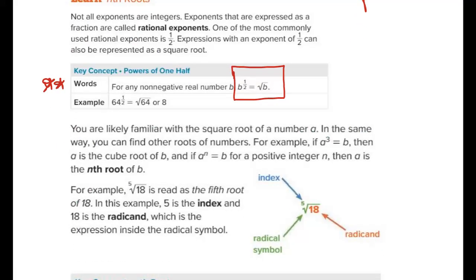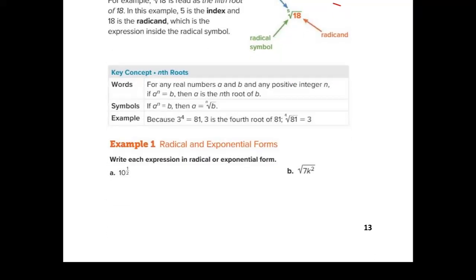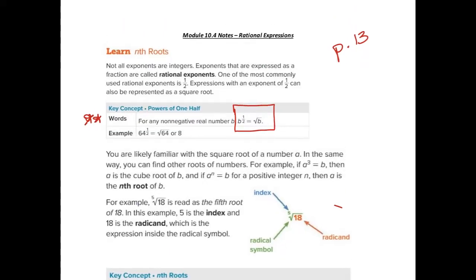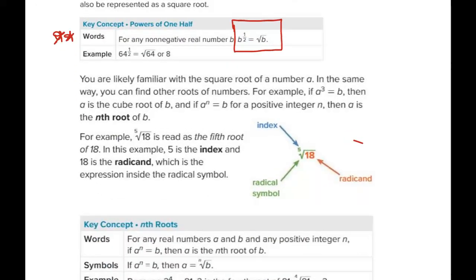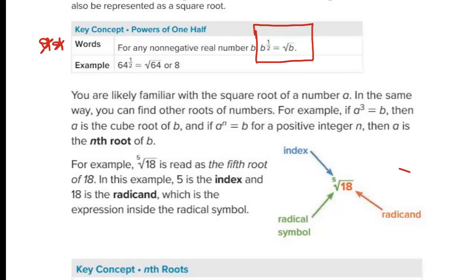So notice the base of your exponent, I'm sorry? Page 13. Oh, is it 12 on yours? Oh, sorry. Page 12. 13 on mine.